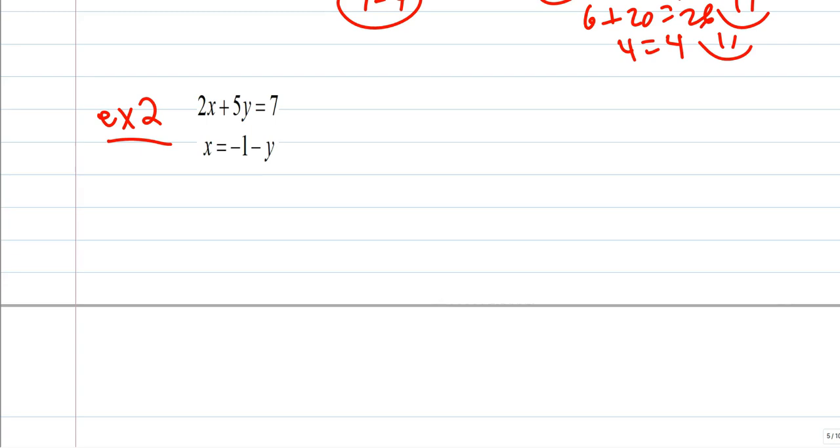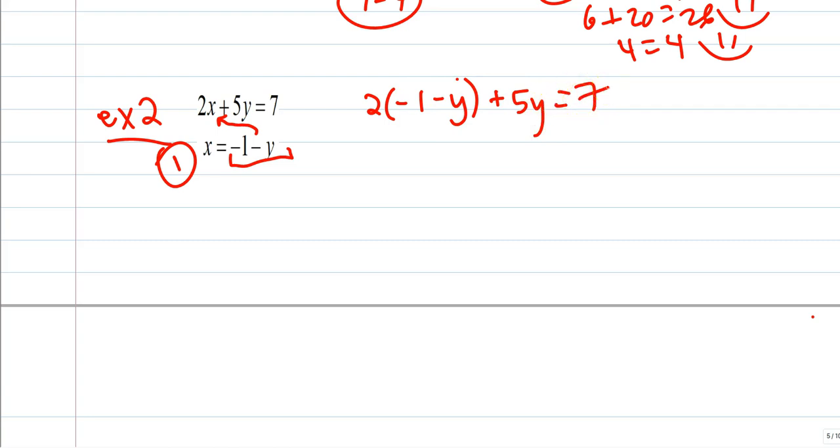This one, see, people freak out and they're like, oh my gosh, I don't have a y equals. Okay, but step 1 is still already done for us. Instead of a y equals, we have an x equals. So what can I do with this? I can substitute this negative 1 minus y in place of the x, because it's what the x equals. So we are substituting that into the other equation. So 2 times x plus 5y equals 7. Substitute and solve makes it negative 2 minus 2y plus 5y equals 7.